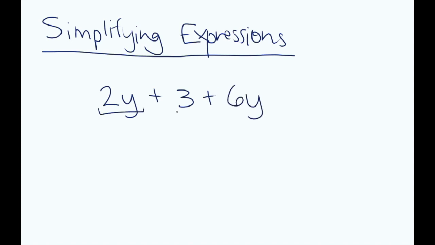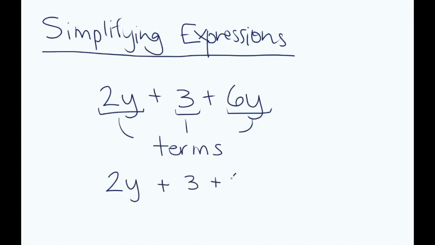All of these things separated by plus signs are what we call terms. So 2y is a term, 3 is a term, and 6y is a term. Make sure you are writing these things down as well. But there are two terms in here that we call like terms. 2y and 6y are like terms because they are alike to each other. And we can combine terms that are similar. So 2y and 6y add to 8y.